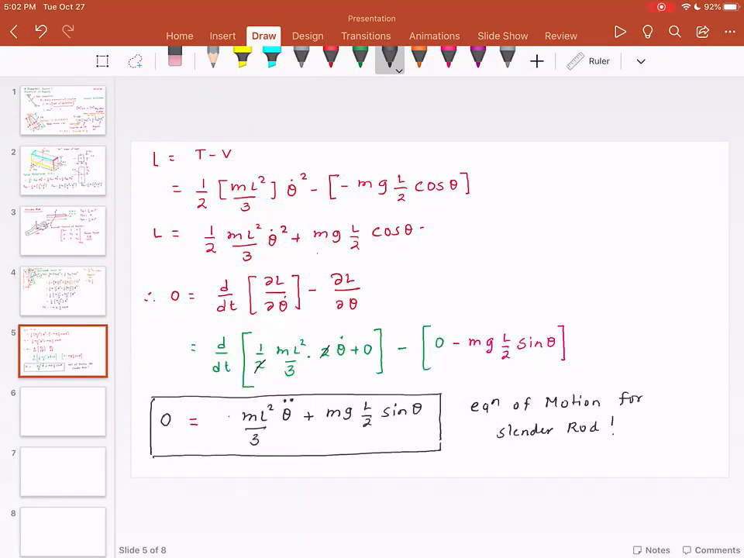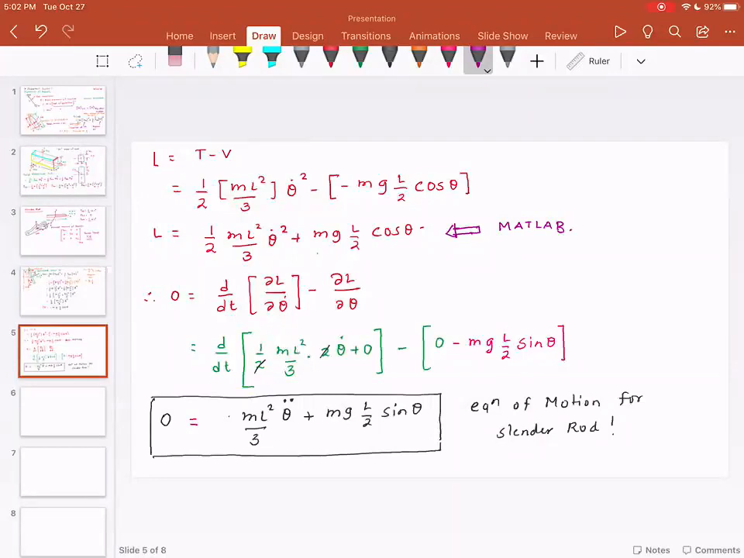Any questions up to this point? Now, if you want to use MATLAB to do the whole calculation, please note the only input that MATLAB would need at this point is this. So this would be the input to MATLAB, and MATLAB would derive the equations.